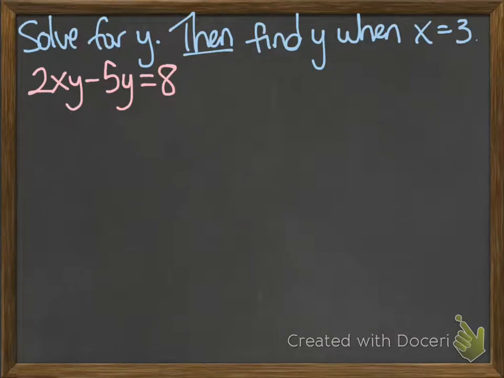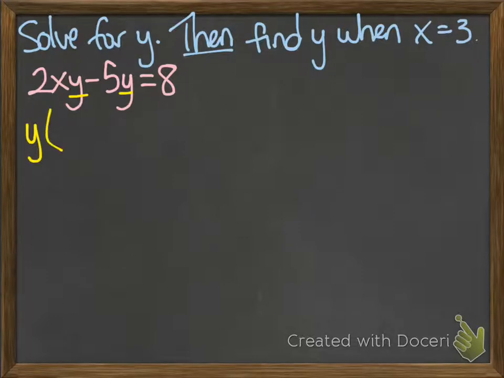Again, we're solving for y, and then we're finding y when x equals 3. But in this problem we have 2xy and 5y, so y is there twice. And we need to get it so it's just 1y equals. We can't add these because 2xy and 5y aren't like terms, because the 2xy has an x, the 5y doesn't. So what can we do? Well, if you recall, we could use the distributive property backwards, or we can factor out a y.